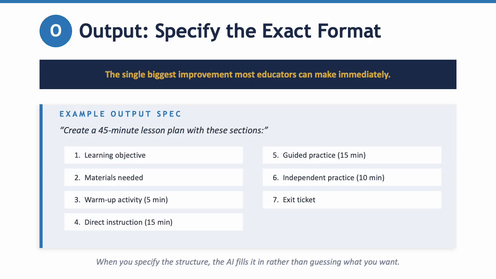The second element of the framework is the O, which stands for output. Be explicit about the format you want. Don't say, help me with a lesson. Instead, say, create a 45-minute lesson plan with the following sections: learning objective, materials needed, warm-up activity of 5 minutes, direct instruction of 15 minutes, guided practice of 15 minutes, independent practice of 10 minutes, and exit ticket.